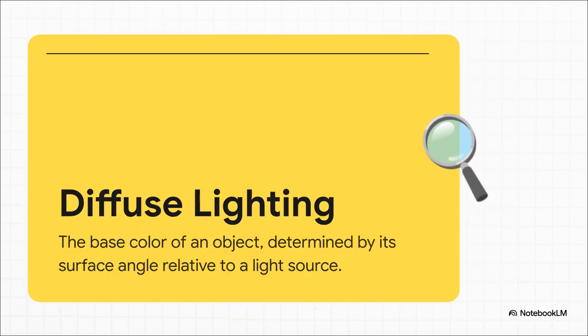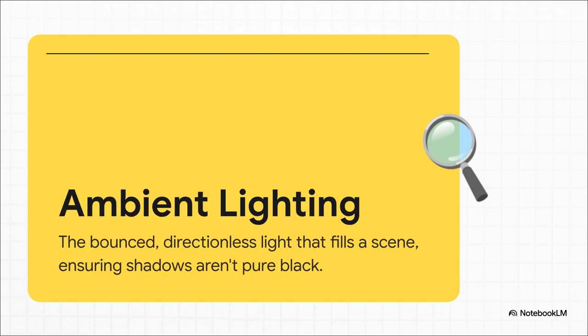Okay, so the first ingredient in our lighting recipe is what's called diffuse light. This is pretty straightforward. It's just the base color of an object. Think about a matte surface. It's going to be brightest where it's facing a light source head-on, and it gets darker as that surface angles away. Simple as that.